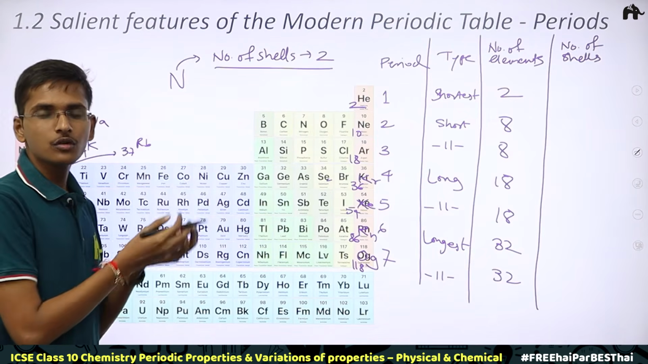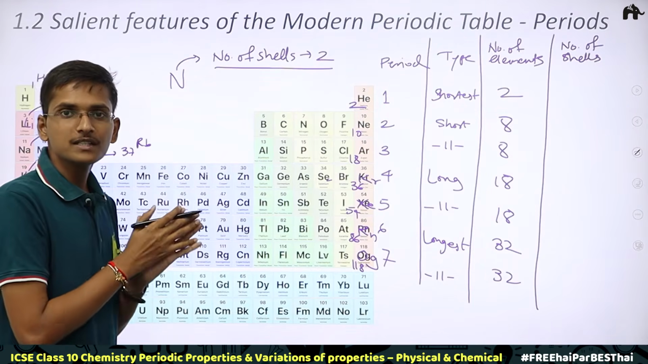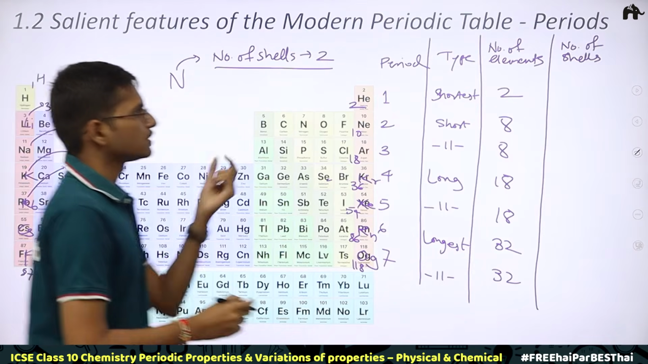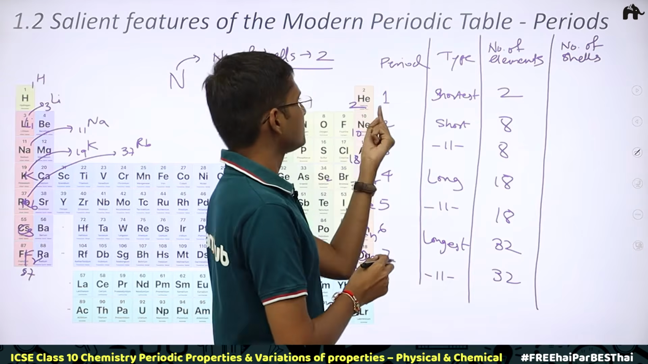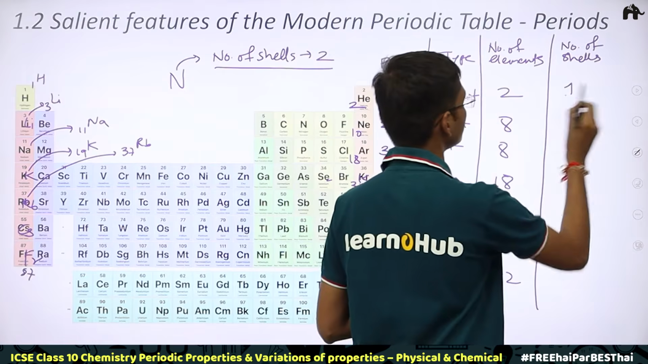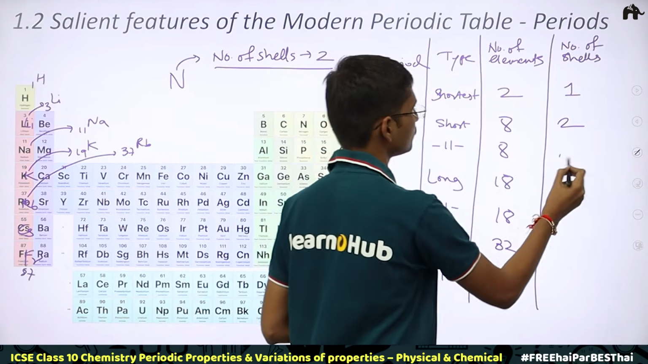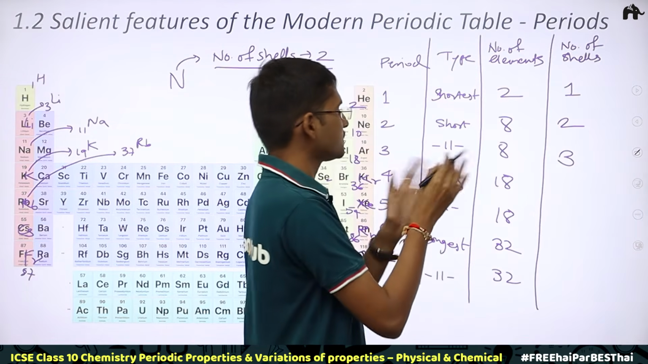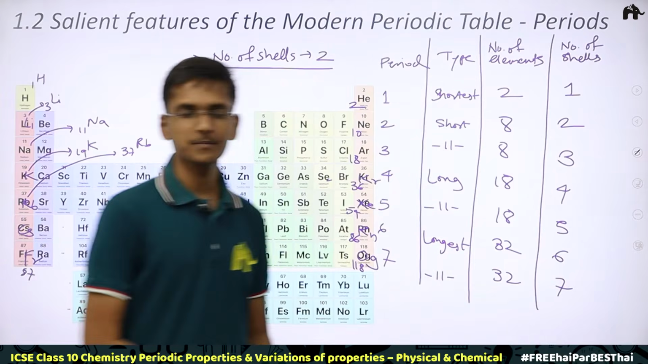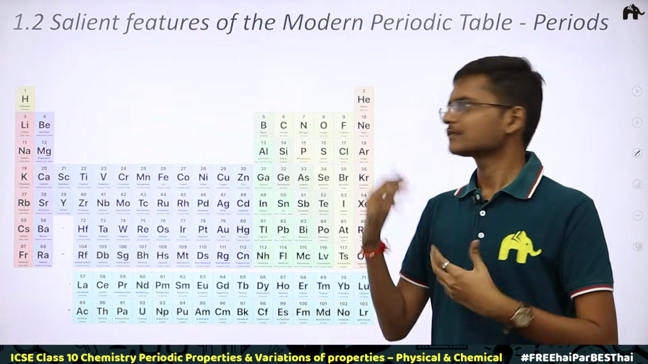Or vice versa: if you know that a particular element has x number of shells, then that element is placed in the x period. So from this logic, this is period 1, so all the elements in period 1 would have only 1 shell, correct? All the elements in period 2 would have 2 shells. Similarly, the third period would have elements with 3 shells, then 4 shells, 5 shells, 6 shells, and 7 shells. Now we have almost seen everything about the 7 periods, but one more interesting thing.